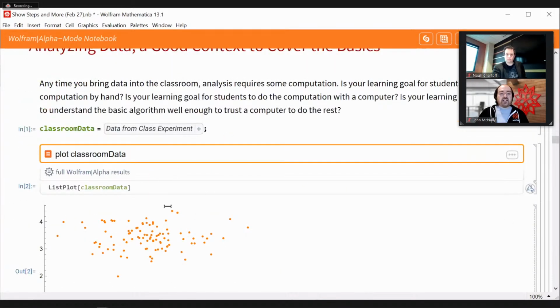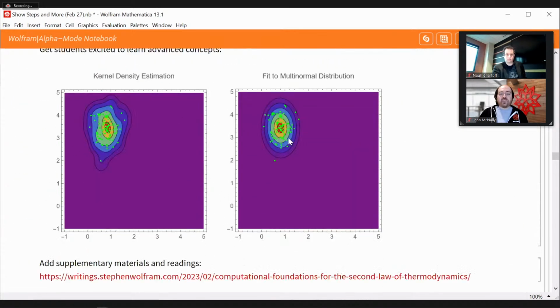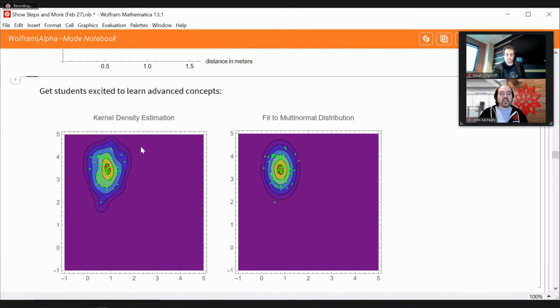So after you've taken your students and set them down with their models, and they've built them and tested them and got some data, you can get them excited to learn advanced concepts. So this is plotting the same data set. Notice that the axis scaling is a little bit different, so that's why it looks a little bit different, but this is the same data set. And there are various functions and different methods that you can use.